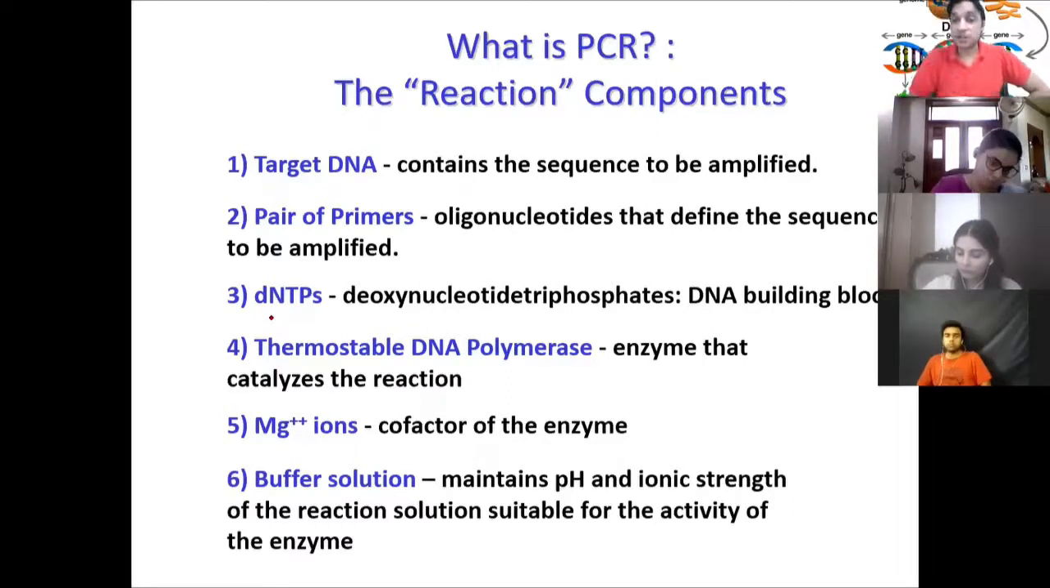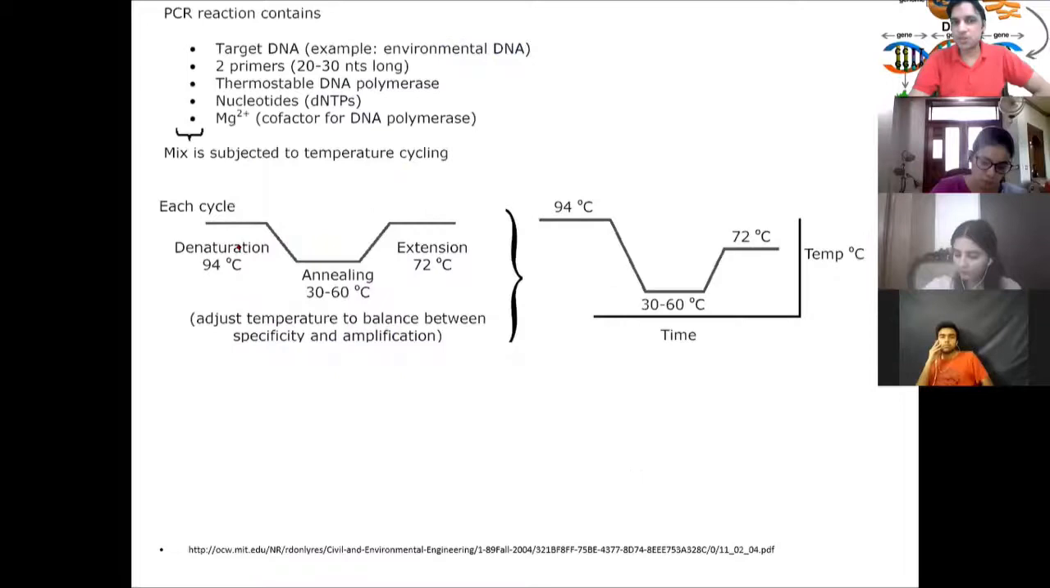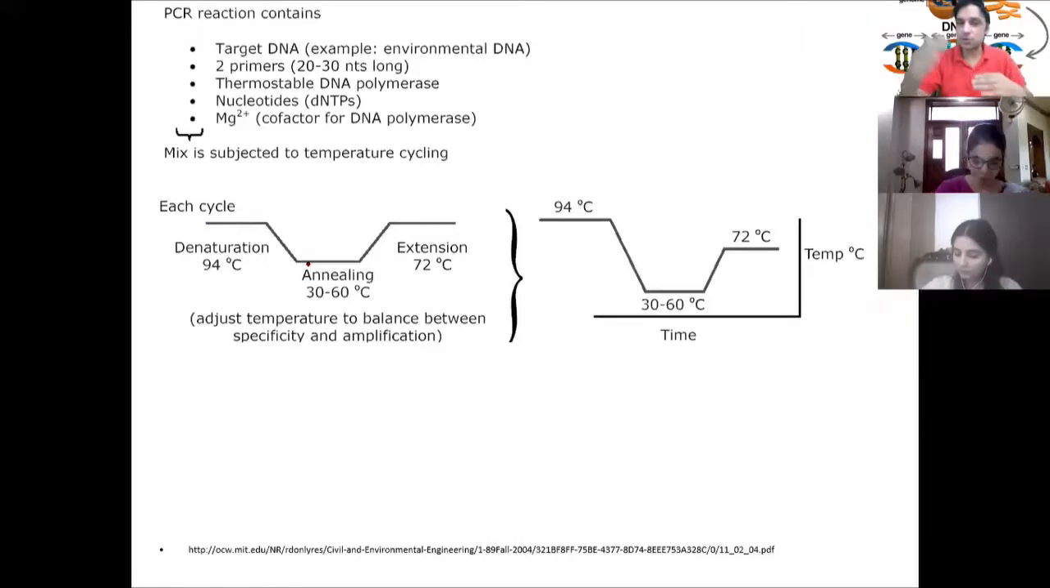Then you need magnesium ion, which is a cofactor for that enzyme. And of course, a buffer solution to keep the pH at a proper level so the polymerase chain reaction can proceed normally. At first, you need to heat up the sample so the double-stranded DNA becomes single-stranded. Then you lower the temperature so that the primers bind themselves to the templates. We have studied this before, okay? I'm just repeating it.